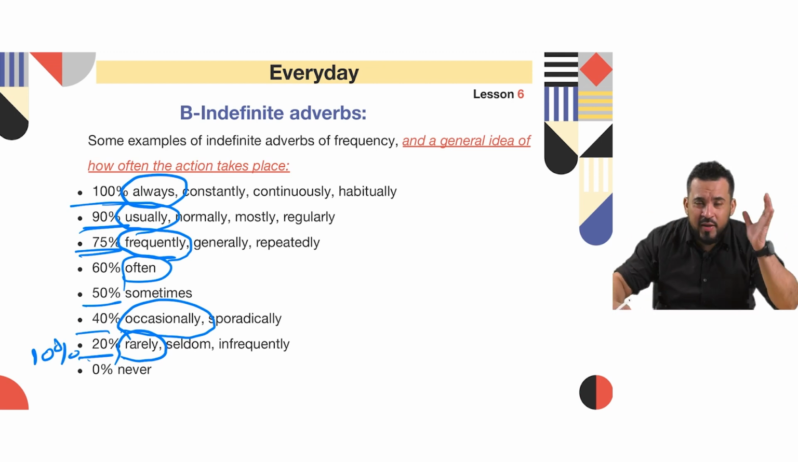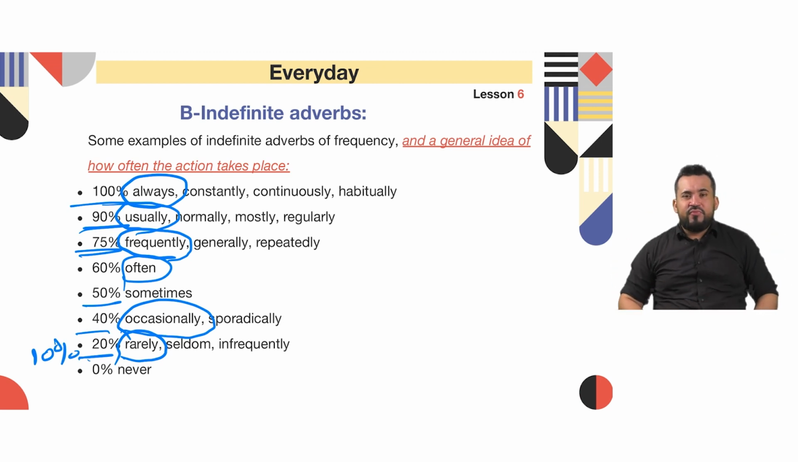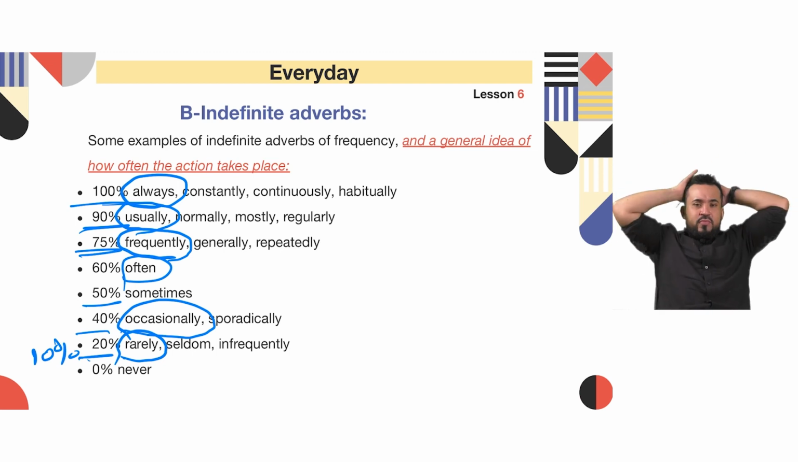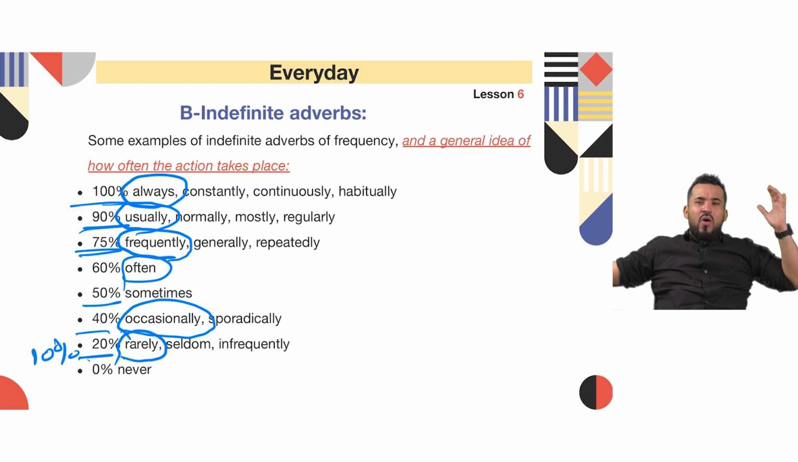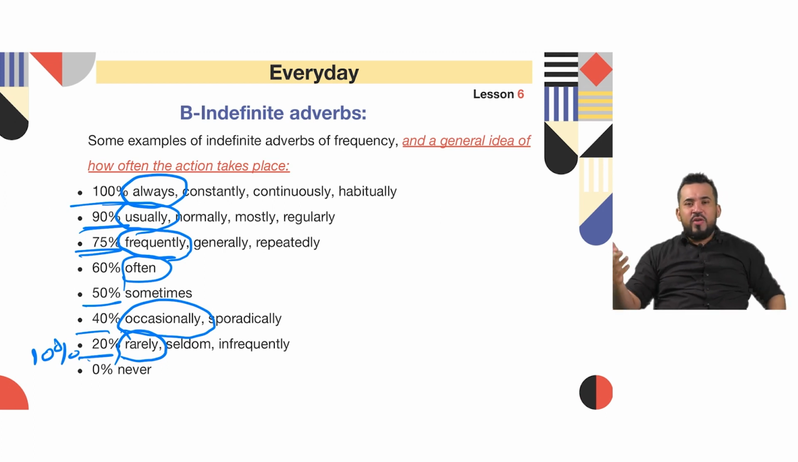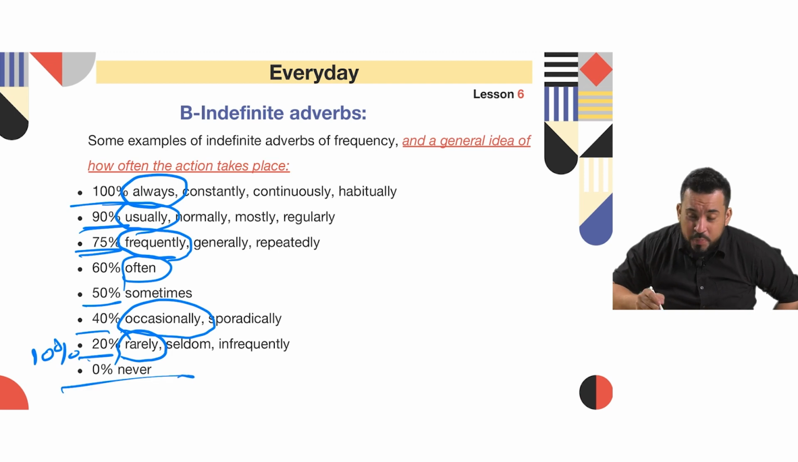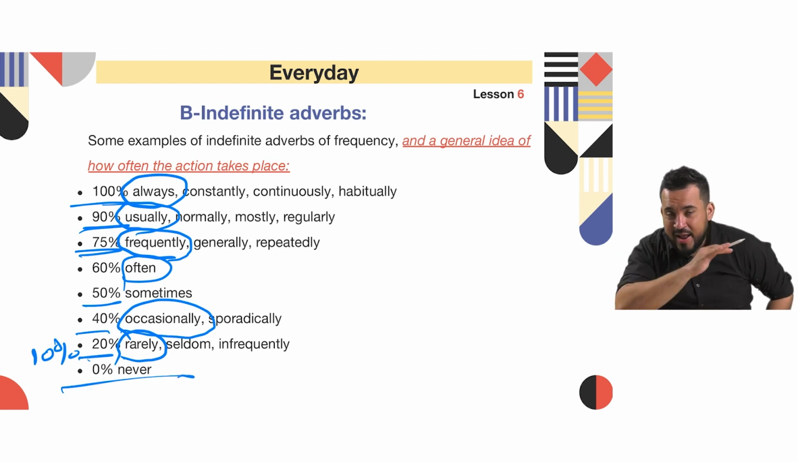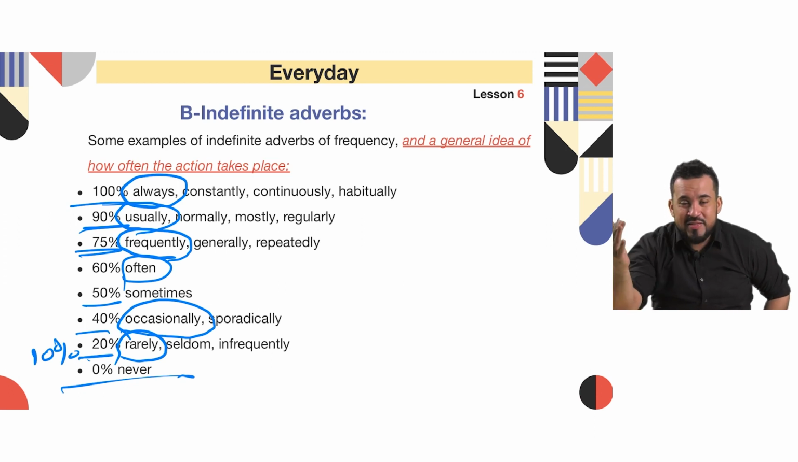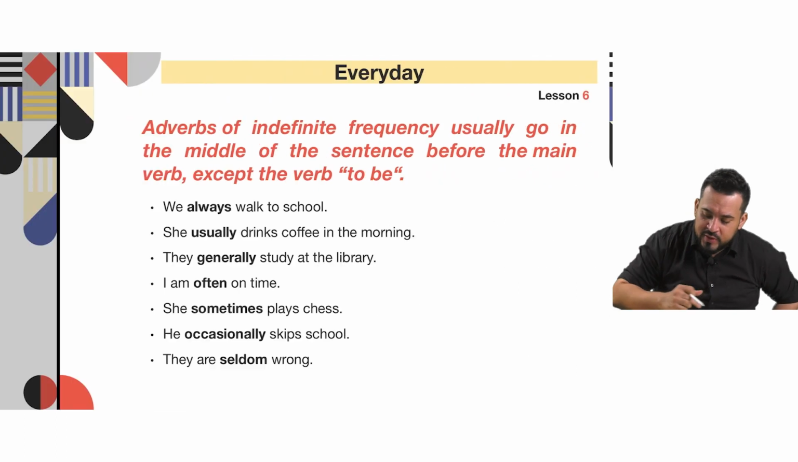I rarely go hiking. Okay, I rarely go hiking. It means I only go hiking like 10% or 10 to 20% of the time. I don't normally do it. 0%, it means never. Never, zero, not at all. It never happens. I never smoke cigarettes. That means 0%. Doesn't happen.